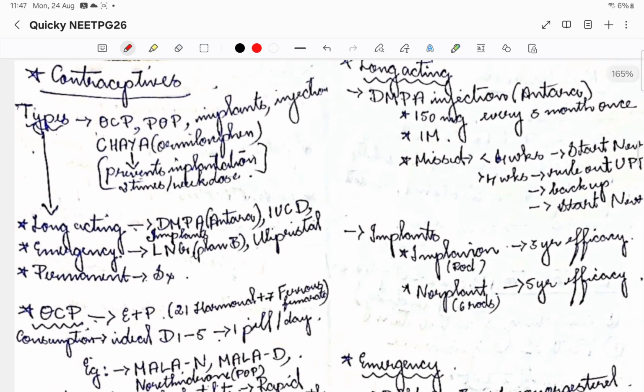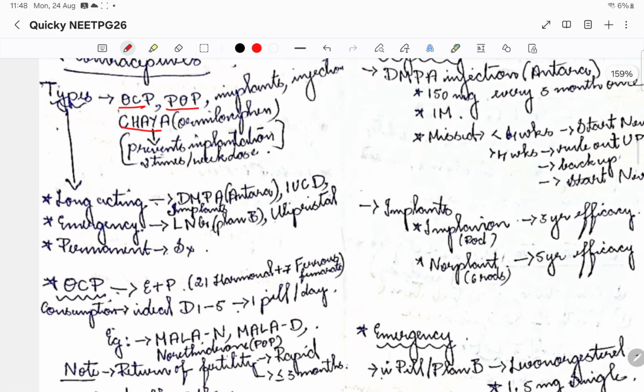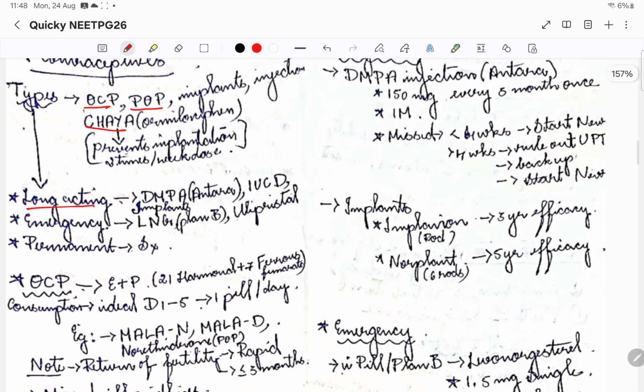There are types. Oral contraceptives are there, which are OCPs and progesterone. The oral combined pills and progesterone only pills will be there. Then there is something called Chaya, we'll come back to that. The other classification that we can do is long acting, emergency, and permanent. So this is how contraceptives go on.